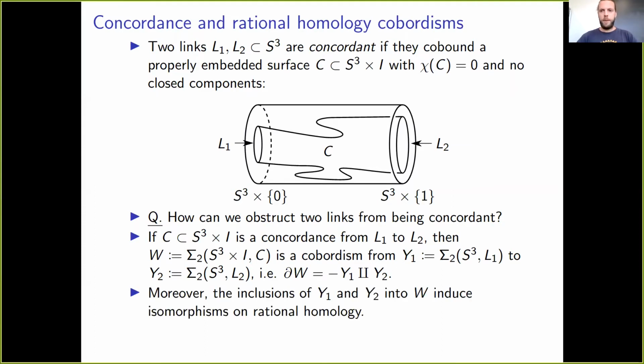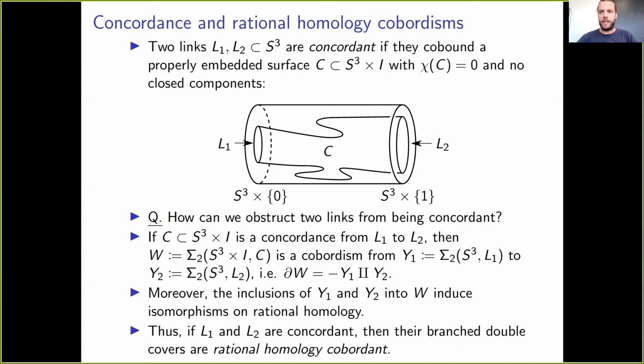But more is true, namely that the inclusion maps of Y1 and Y2 each into W each induce isomorphisms on rational homology. In this setting, whenever we have such a four-manifold that is a cobordism between three-manifolds, and the inclusion maps have this property, then we say that W is a rational homology cobordism. So the point here being that if we have two links and they're supposed to be concordant, then their branched double covers have to be rational homology cobordant. So that can be seen as obstructing the links from being concordant.